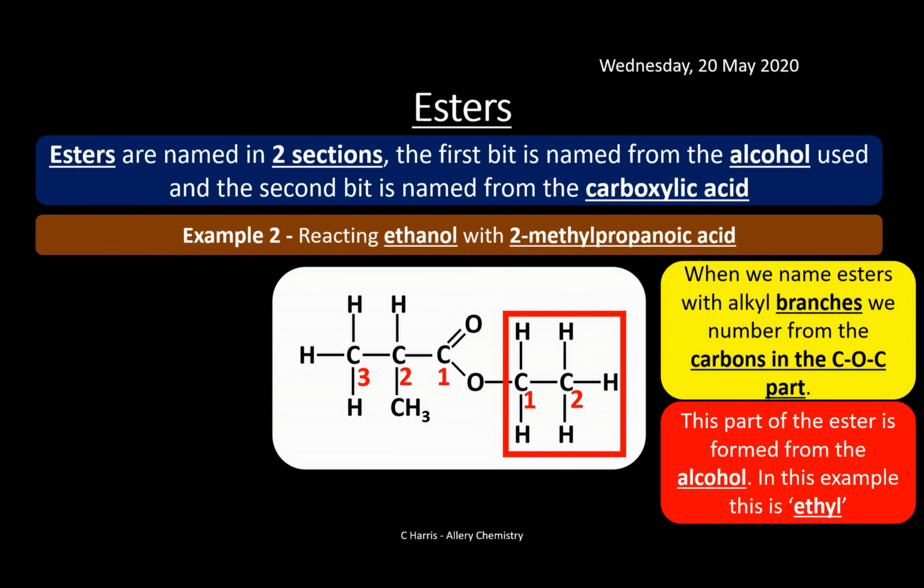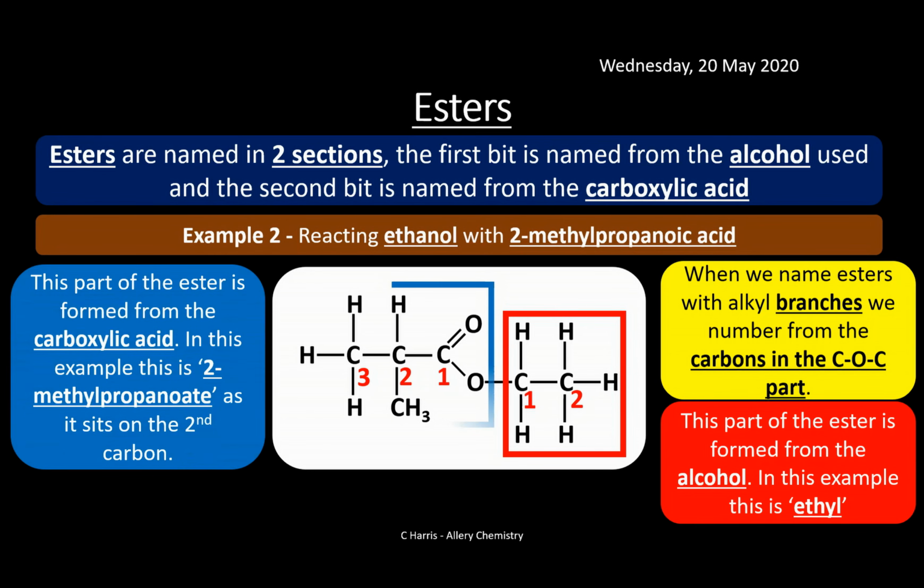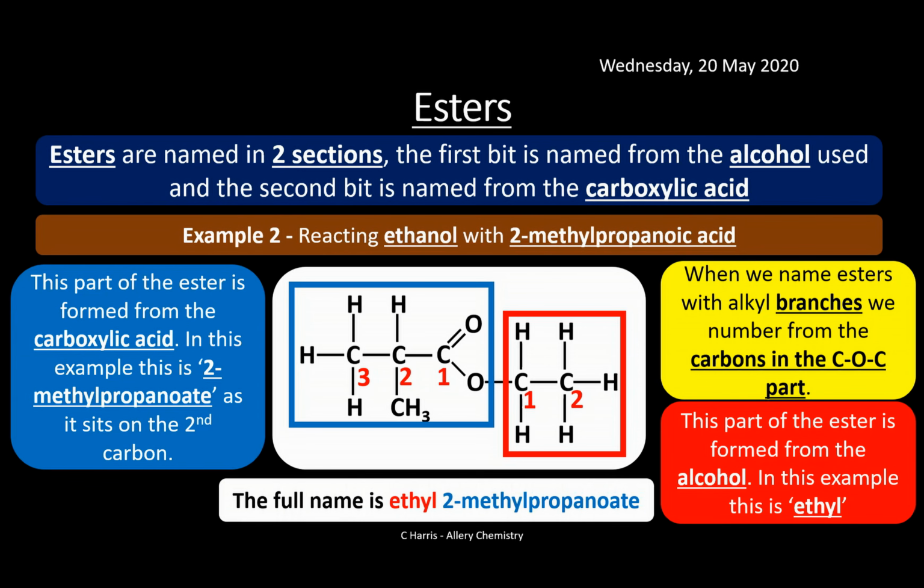This part of the ester is formed from the alcohol, just as normal, so this is your ethyl group. And this bit is formed from your carboxylic acid, so this is 2-methyl propanoate. The methyl group, as you can see, sits on the second carbon, therefore it's called 2-methyl propanoate. So the full name is simply ethyl 2-methyl propanoate. You can see how straightforward it is. It's logical and structured. I know you have to name it back to front in this case, but as long as you know the rules, you should be able to name any ester that you have in front of you.